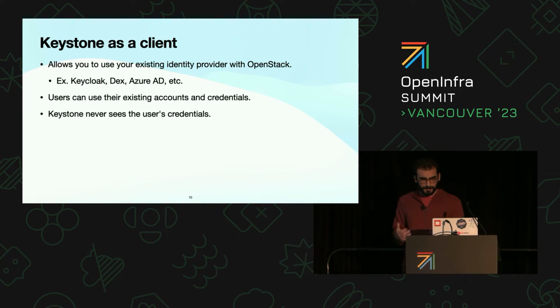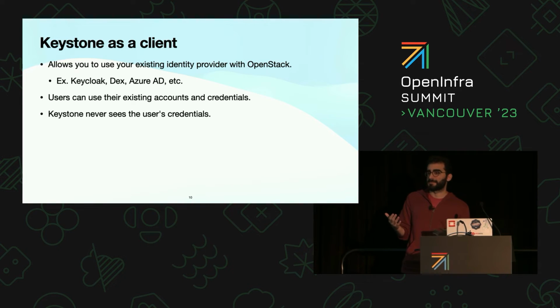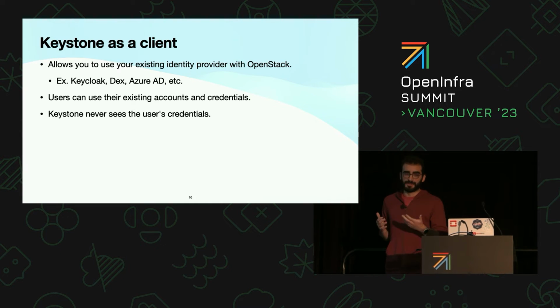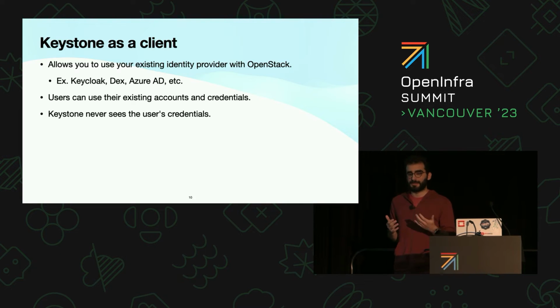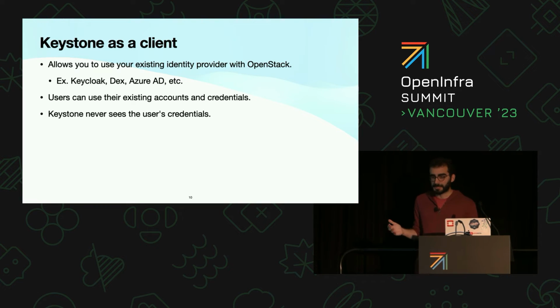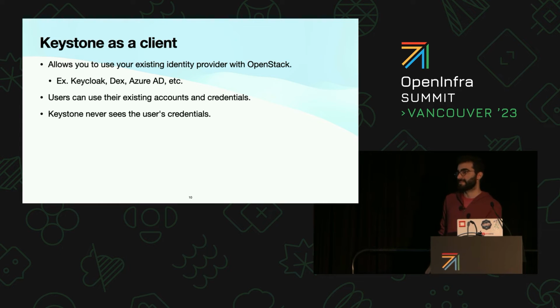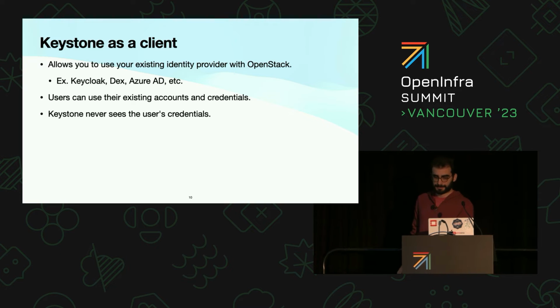So if you want to use your existing users and your existing identity and access management system, you want to configure Keystone as a client for your OpenID Connect provider. This will allow you to use it with OpenStack. It may be Keycloak, it may be Dex, it may be Azure AD. As long as it's compatible with OpenID Connect, it should work. Users can use their existing accounts and credentials, and these credentials are never going to be seen by Keystone. They're only going to be specified directly into the identity provider itself.